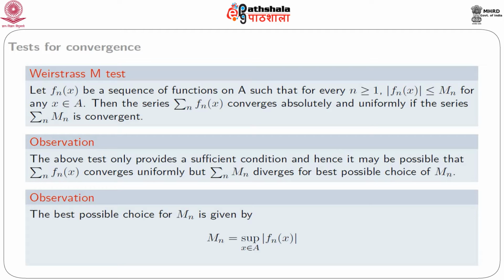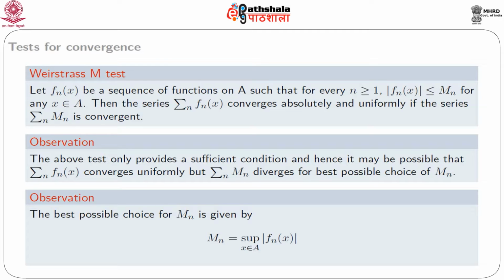Let fn(x) be a sequence of functions on A such that for every n greater than or equal to 1, absolute value of fn(x) is less than or equal to Mn for any x belonging to A, where Mn is naturally independent of any x and depends on n. Then the series summation fn(x) converges absolutely and uniformly if the series summation Mn is convergent.